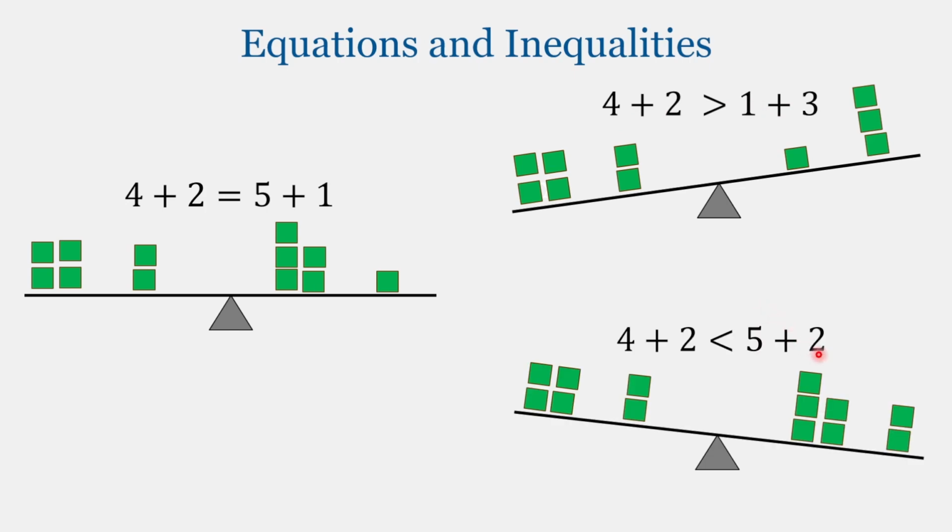Same is true if we add 1 to the right side. So our left side still has 6, but the right side now has 7. The right side is bigger, and the balance tips in that direction. 4 plus 2 is less than 5 plus 2. This is another inequality.